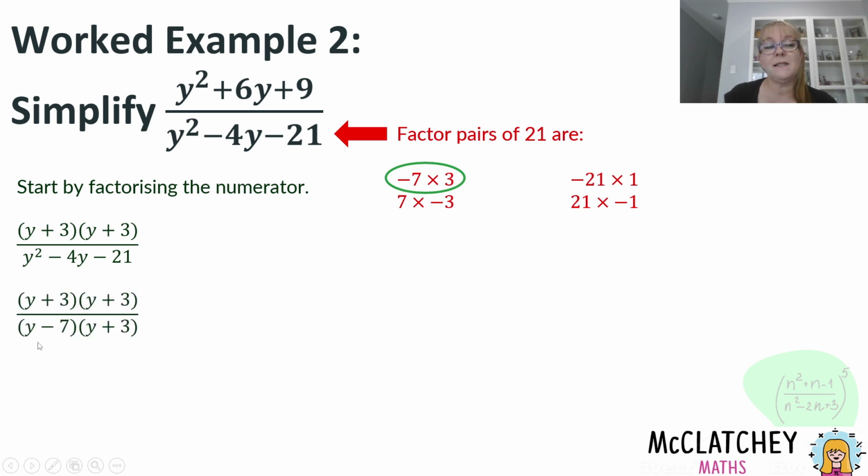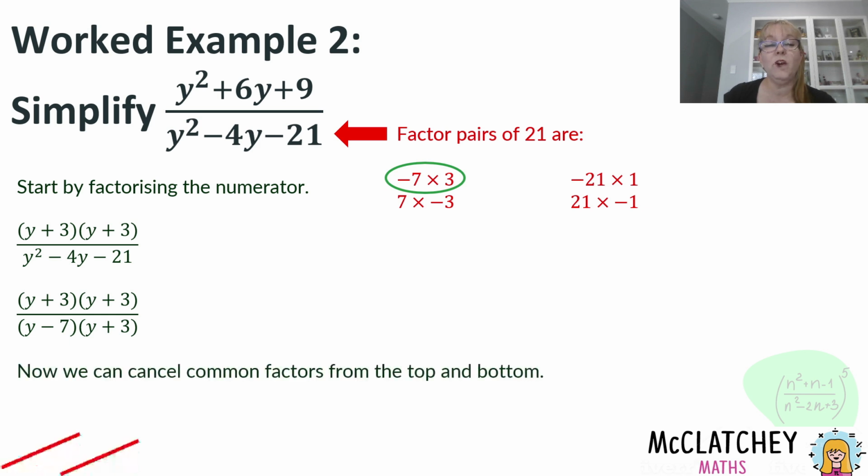I've got y minus 7 multiplied by y plus 3. And I can see straight away I've got some cancelling that I can do here as well. Common factors are y plus 3. I could have done this one on the right as well, just one of those. So that leaves me with y plus 3 on the top all over y minus 7.